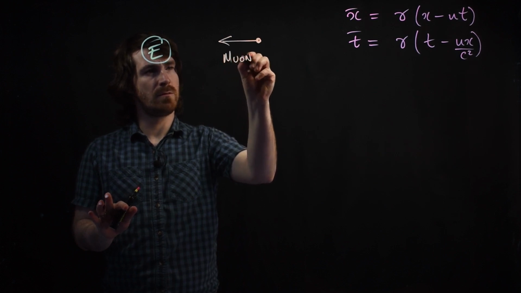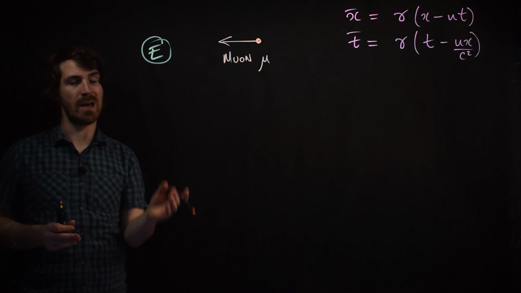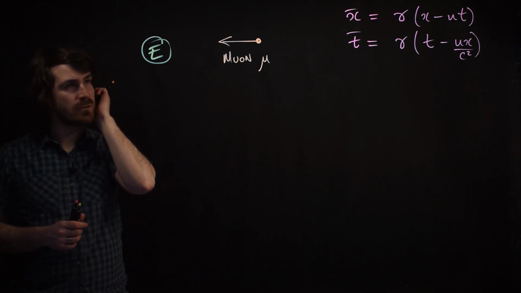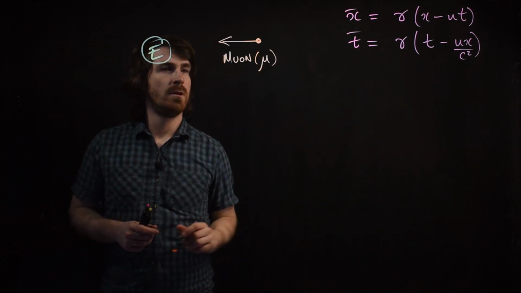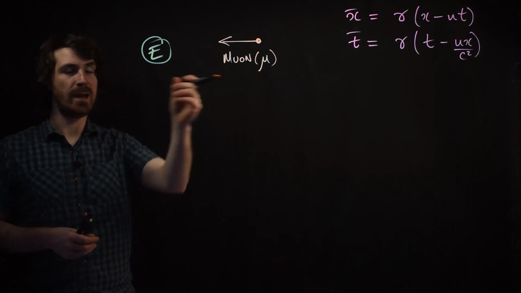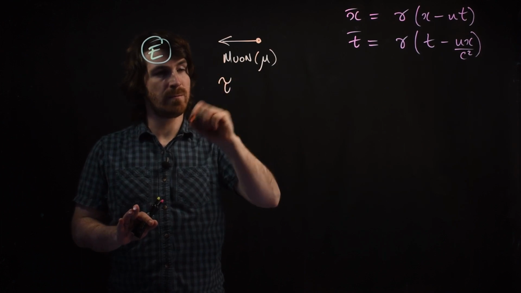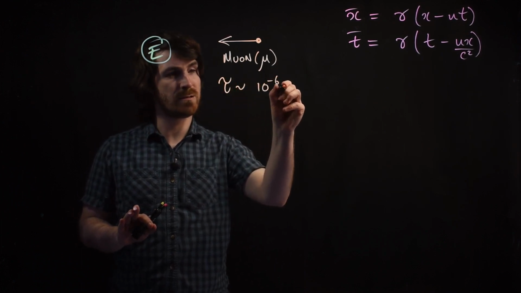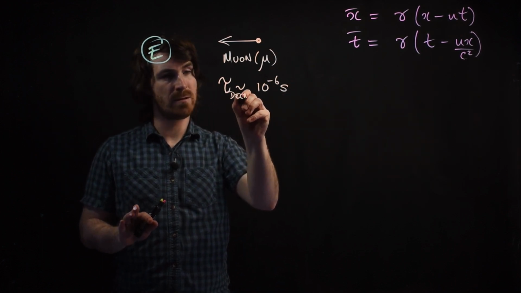Muon, with the symbol little mu. And a muon is just a heavy electron. Okay, it's 300 times heavier than an electron roughly, but with the same charge. And a muon is an unstable particle, so it will decay itself into other particles. And the lifetime for decay is about a microsecond, so 10 to the minus 6 seconds. This is the decay time of the muon.